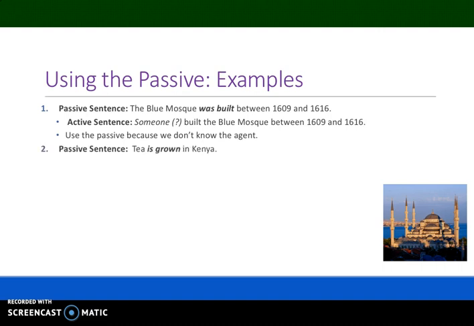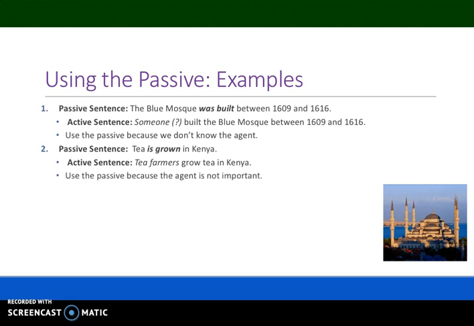Here's another passive sentence. Tea is grown in Kenya. The active sentence is tea farmers grow tea in Kenya. So which sentence sounds better here? The passive sentence is still better because the agent is not important. We know that it's tea farmers who are growing the tea, but that's not important. The important thing here is where is the tea grown? So we can use the passive sentence and omit the subject of the active sentence, tea farmers.